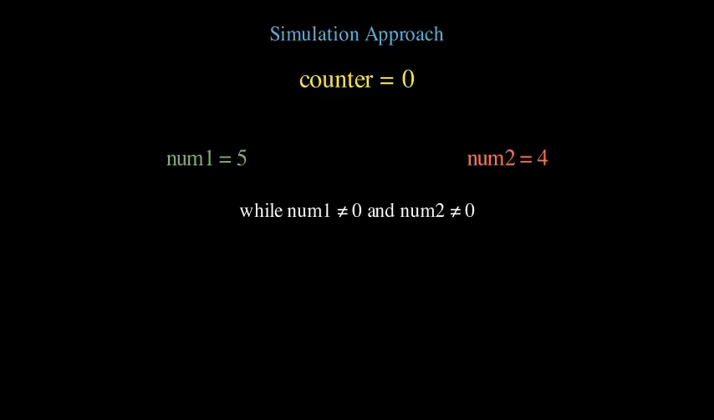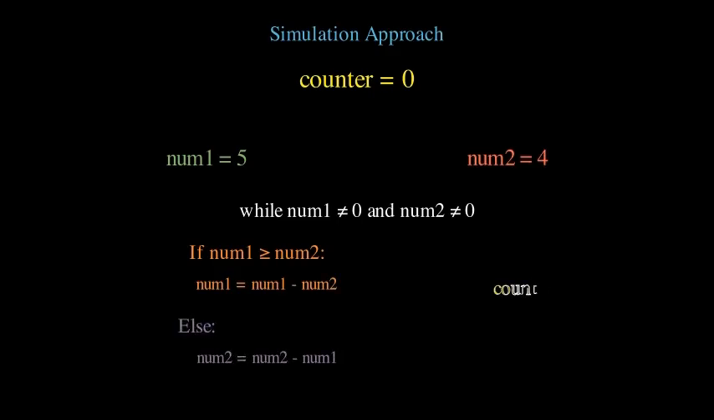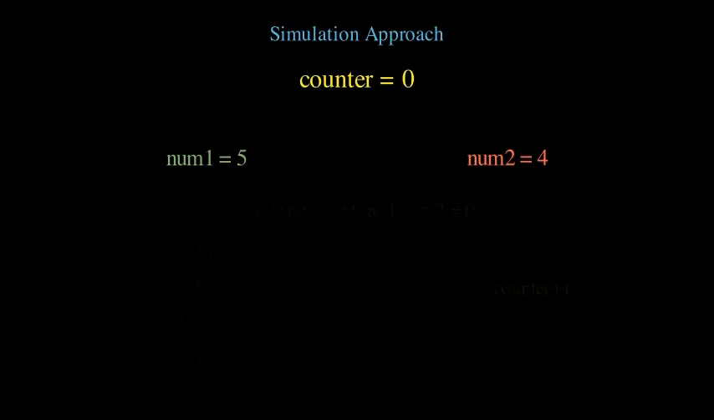The most straightforward solution is simulation. We simply follow the rules exactly as described. We'll use a counter starting at 0. While both num1 and num2 are not 0, we check which is larger. If num1 is greater than or equal to num2, subtract num2 from num1. Otherwise, subtract num1 from num2. After each subtraction, increment our counter. When one number reaches 0, we return the counter.